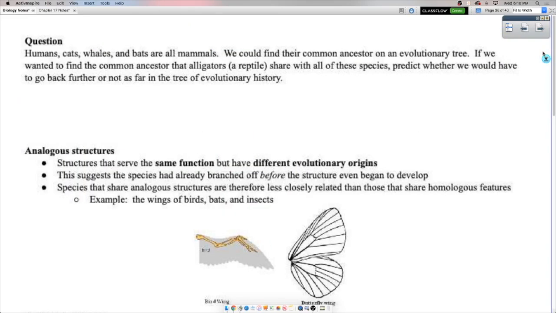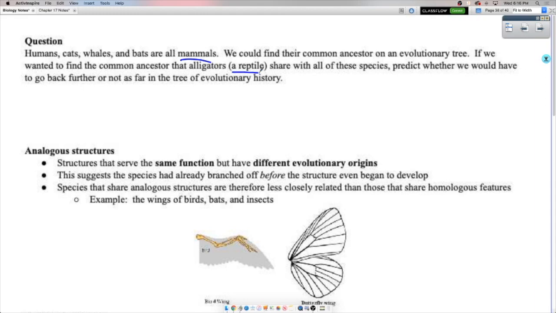Okay, humans, cats, whales, and bats are all mammals. We could find their common ancestor on an evolutionary tree. If we wanted to find the common ancestor that alligators and reptiles share with all of these species, predict whether we would have to go back further or not as far in the tree of evolutionary history.